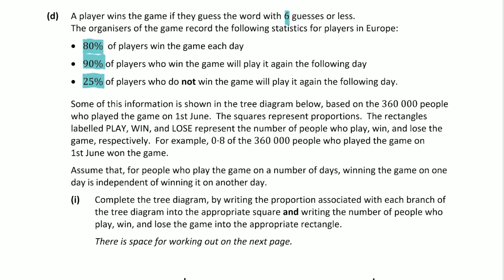Some of the information is shown on the tree diagram based on the 360,000 people who played on the 1st of June. The squares represent the proportions, the rectangles labelled play, win and lose represent the number of people who play, win and lose the game respectively. And then you're just given an example. We're also asked to assume that for the people who play the game on a number of days, winning the game on one day is independent of winning it on another day.